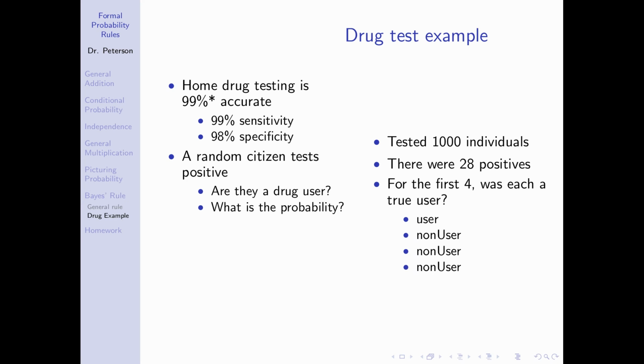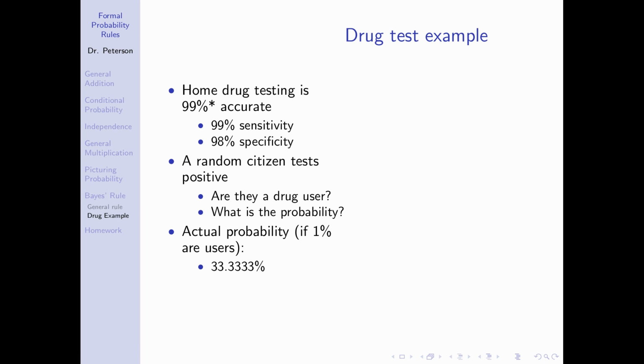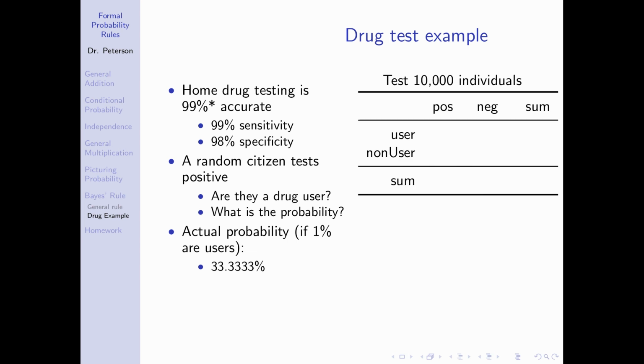I'm going to show you the math in a second, but I can show you that under certain conditions, in this case, if 1% of the population are actually users, only 1 in 3 positive drug tests are actually drug users. So let's take this a little bit further and imagine we're testing 10,000 individuals. We're going to draw a little table. Okay? So we're going to have positive and negative test results for users and non-drug users.